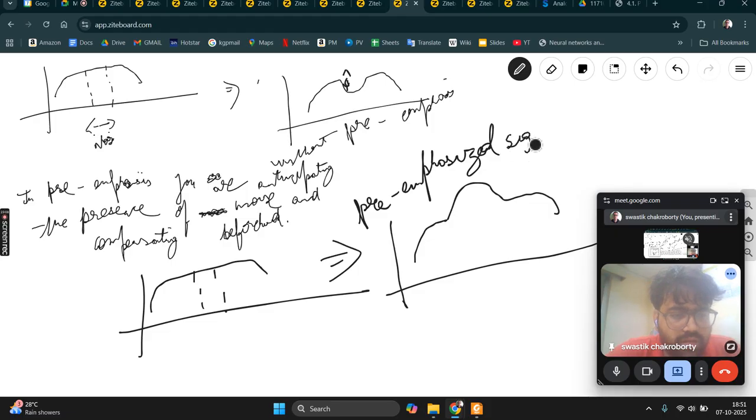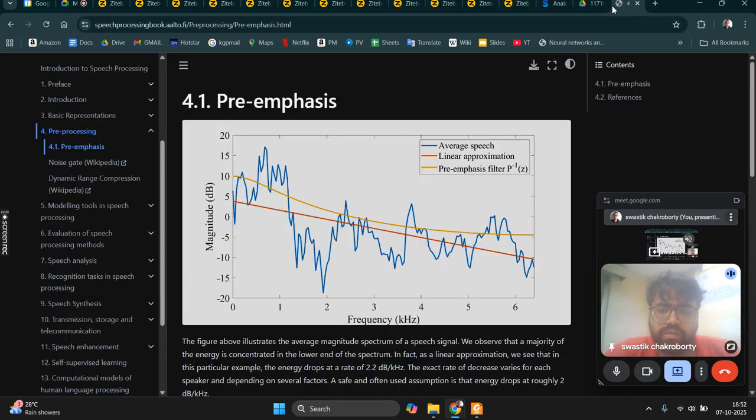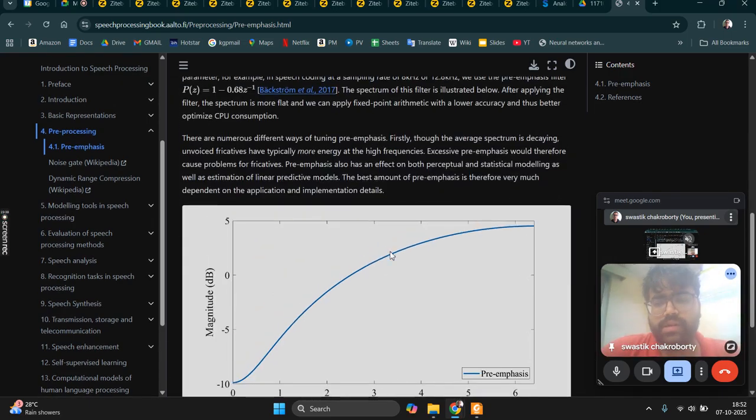Pre-emphasized signal. Now if noise acts on it, you will have something like this. Here the depression is getting neutralized by the noise and you are getting the flat tone. So that is pre-emphasis. Now we have done the concept of pre-emphasis. We have to look for the implementation.